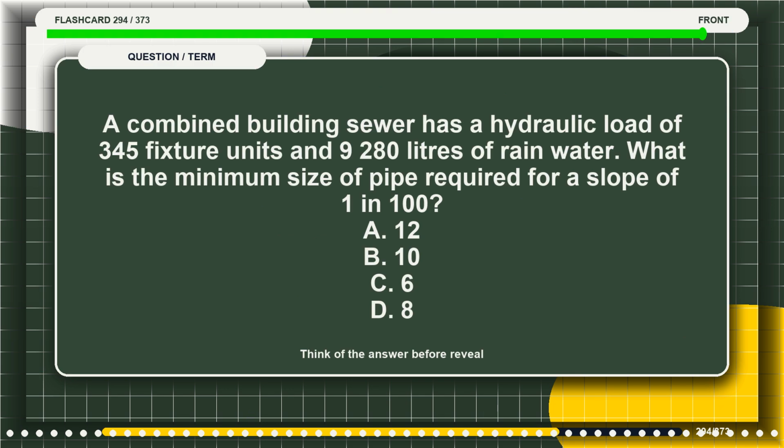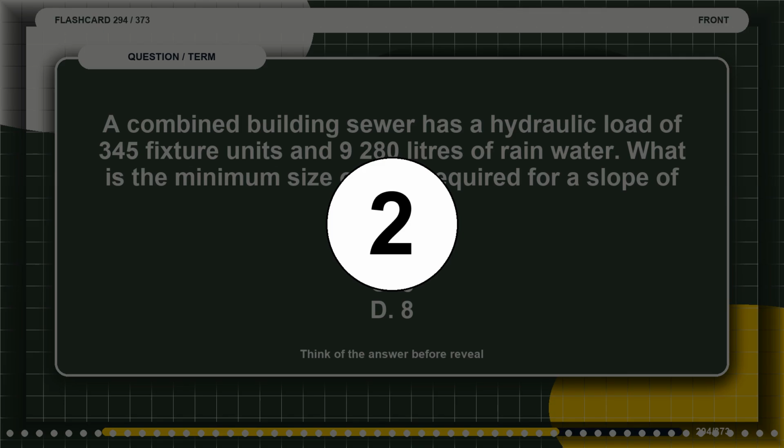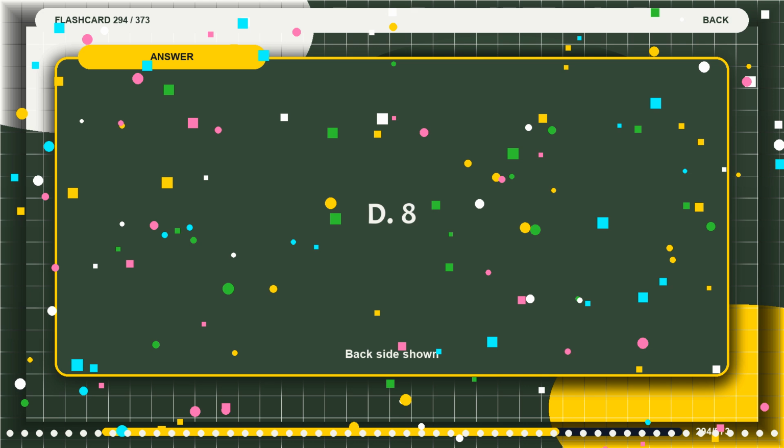Flashcard 294. A combined building sewer has a hydraulic load of 345 fixture units and 280 liters of rainwater. What is the minimum size of pipe required for a slope of 1 in 100? A. 12. B. 10. C. 6. D. 8. Think of the answer before the reveal. The answer is D. 8.